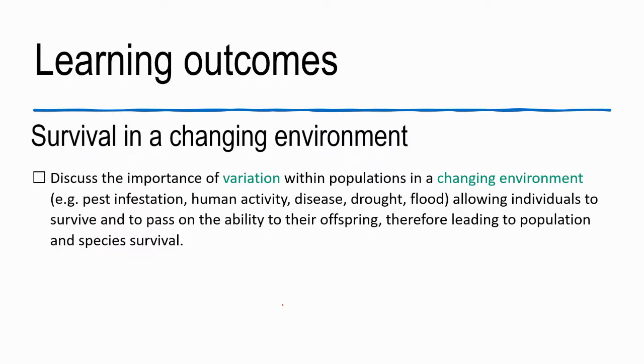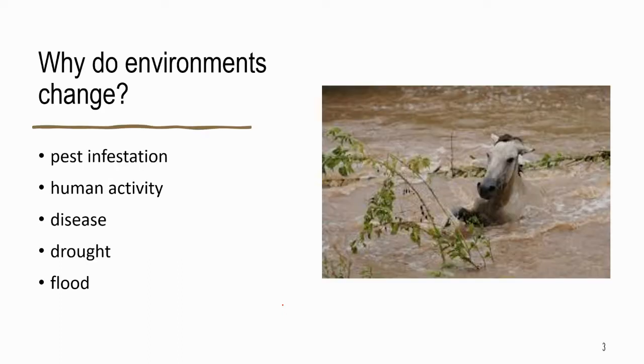So at the end of this video, you'll be able to discuss the importance of variation within populations in a changing environment. This could be due to pest infestation, human activity, disease, drought, or a flood, for example. We want to know how this allows individuals to survive and pass on their ability to their offspring, therefore leading to population and species survival. So this brings everything together about genetic variation and why it's important.